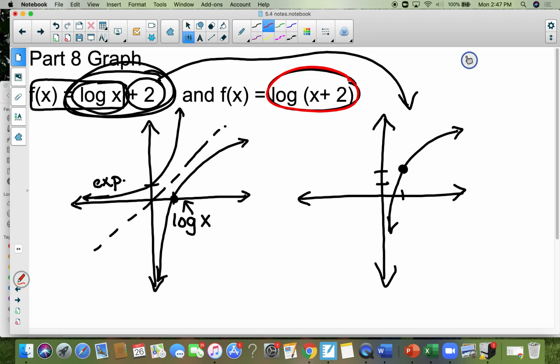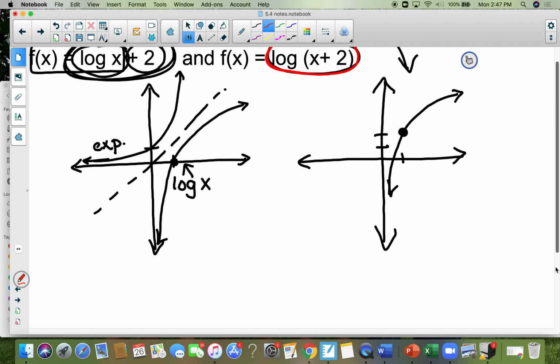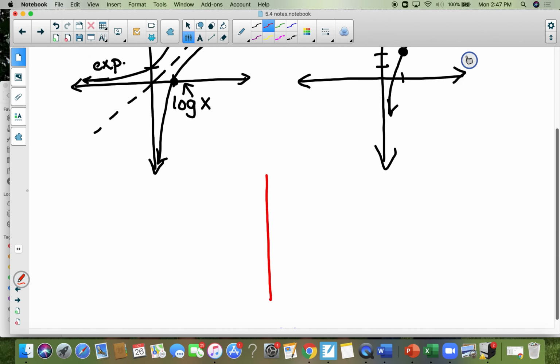This one is where you move everything to the left 2. Remember the original one used to be here at 1, 0, so you're going to move to the left 2. It's right here. There used to be a vertical asymptote, so now you're going to move it over here, and you make your inverse. So everything got moved to the left. Even the vertical asymptote needs to be moved.